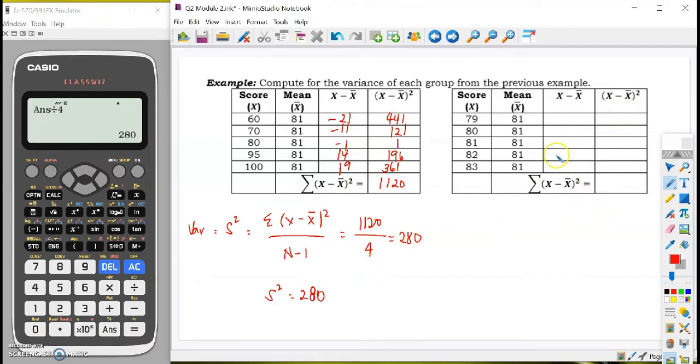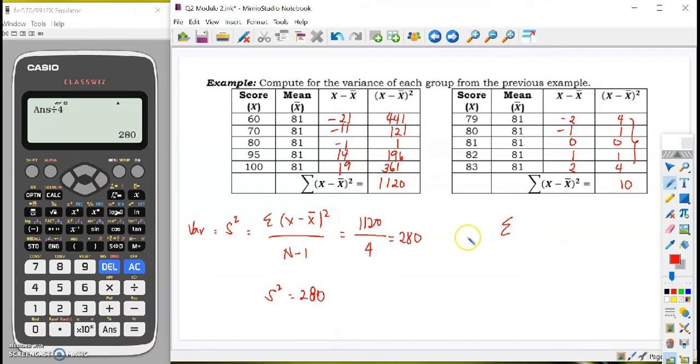In the second group, we do the same. 79 minus 81, that would be negative 2. Squaring that, we have 4. 80 minus 81 would be negative 1. Squaring that, we have 1. 81 minus 81 is 0. So, it's 0. 82 minus 81 is 1. Square is 1. And then 83 minus 81 is 2, square is 4. If we add all these values, we have 10.